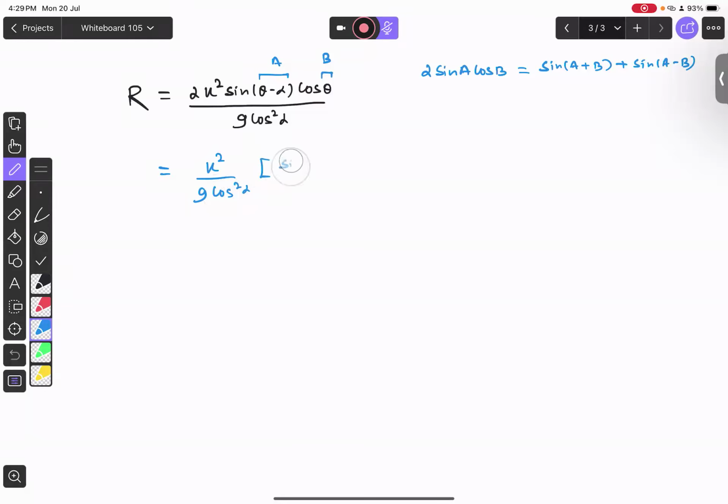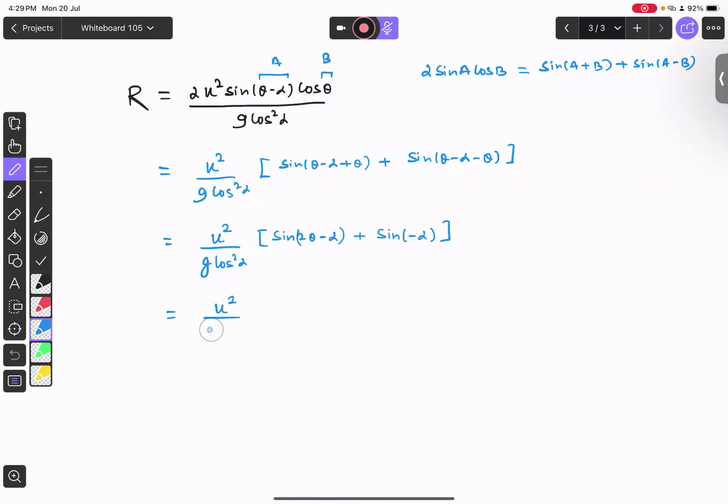Sin(A plus B) will give us sin(theta minus alpha plus theta). Sin(A minus B) will give us sin(theta minus alpha minus theta). And that will be u square by g cos square alpha into [sin(2 theta minus alpha) plus sin(minus alpha)]. Sin(minus alpha) is what? Minus sin alpha. So it is u square by g cos square alpha into [sin(2 theta minus alpha) minus sin alpha].